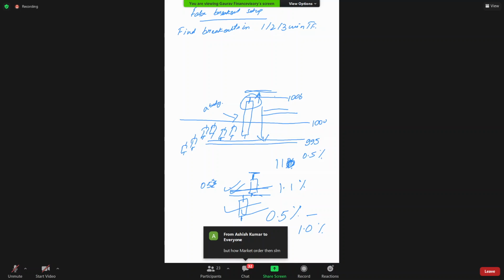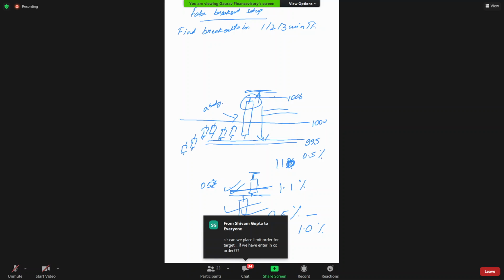But how the market order then SLM? I didn't say a market order then SLM. What is GTT? GTT is available in Zerodha in which you can place your trigger prices for stop loss and target. Either SLM, or limit plus CO, or limit plus normal and then GTT.